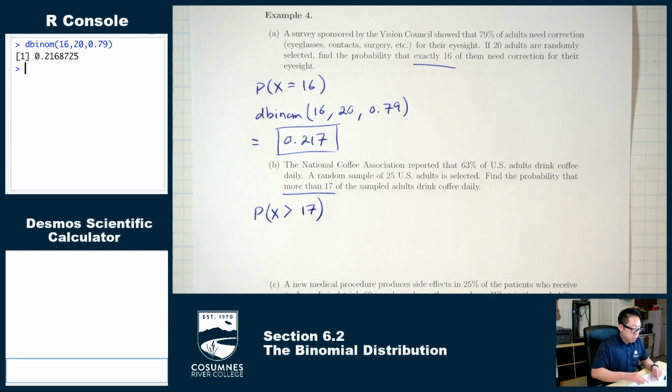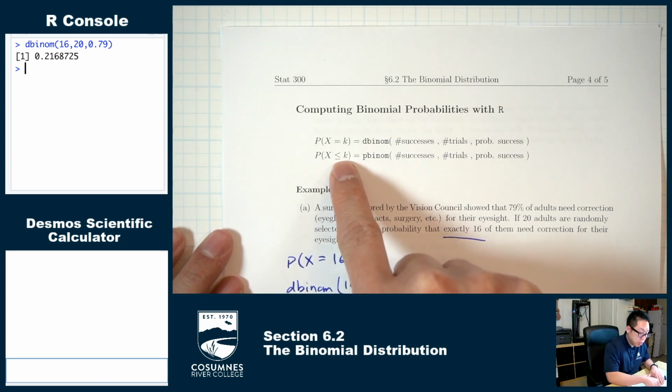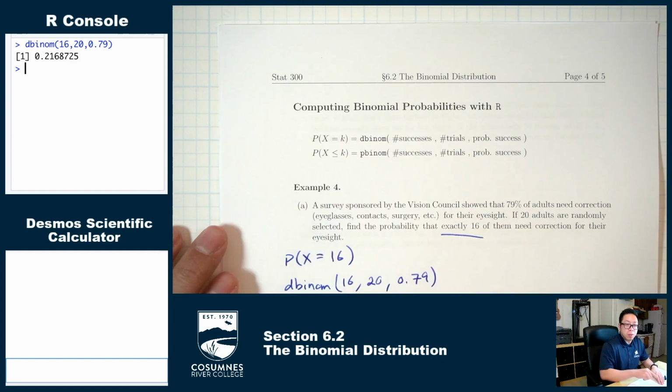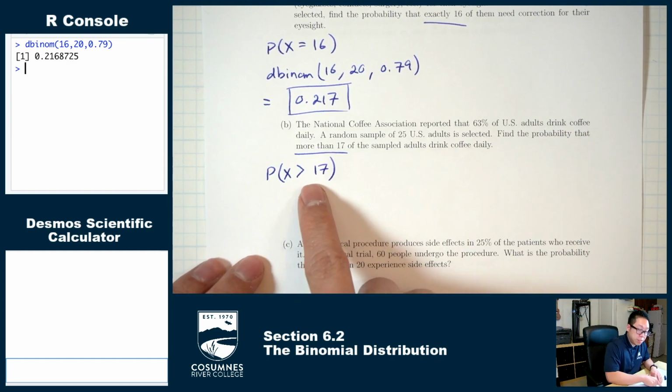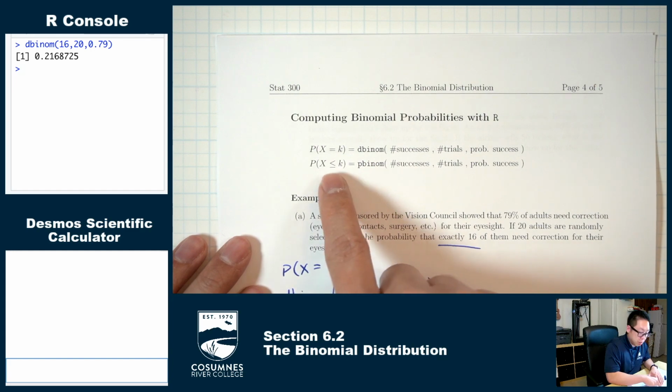Now, greater than 17 is not something that R is going to do for me directly, right? It only does equals to something and less than or equal to something. So the idea here is I need to translate this into something that involves an equals or less than or equal to. And we're going to go with the less than or equal.